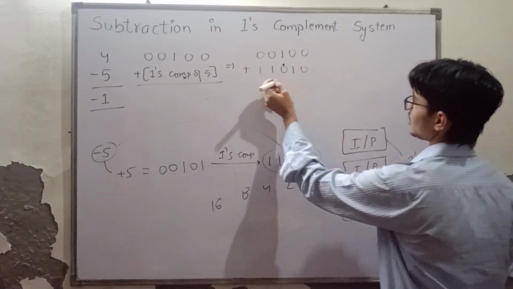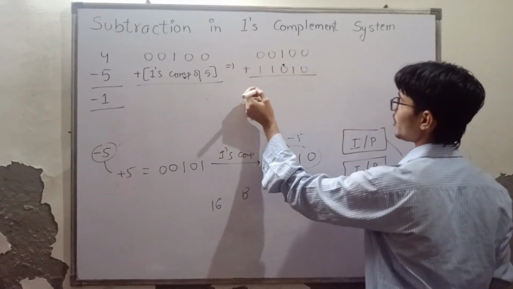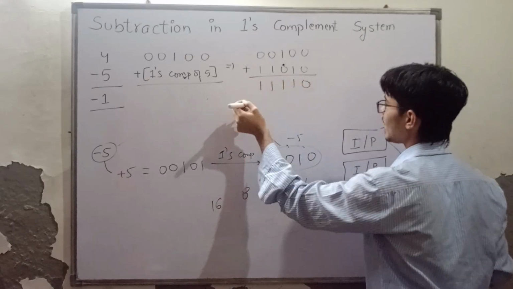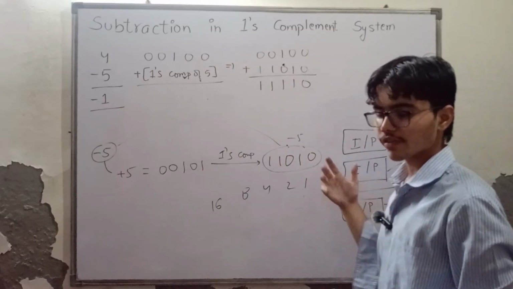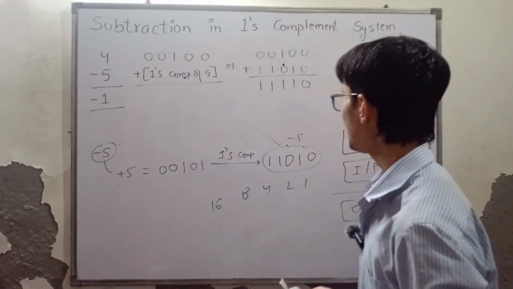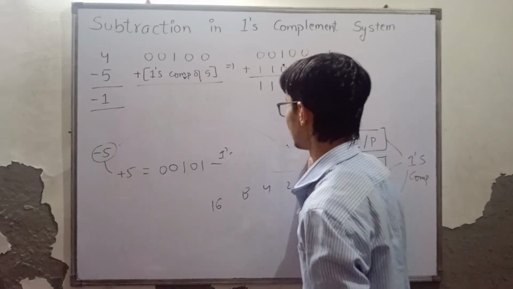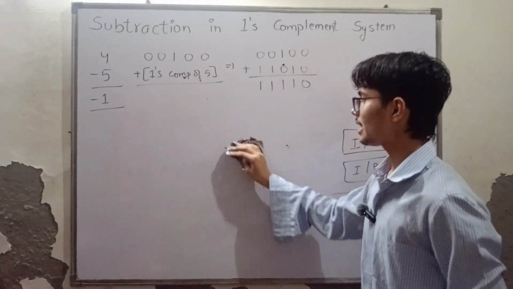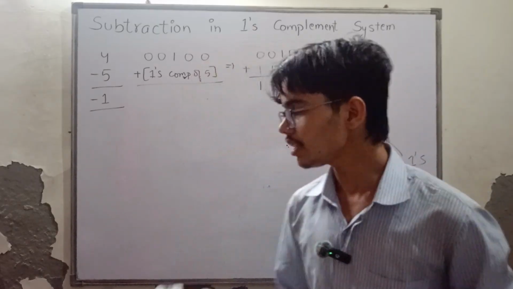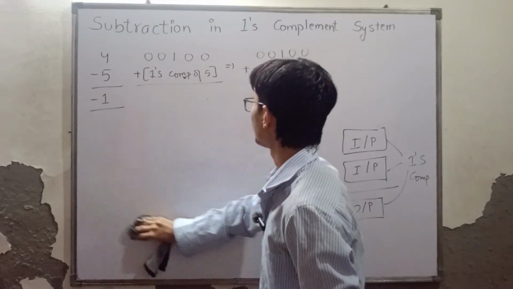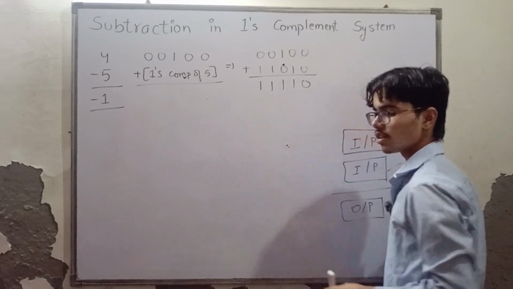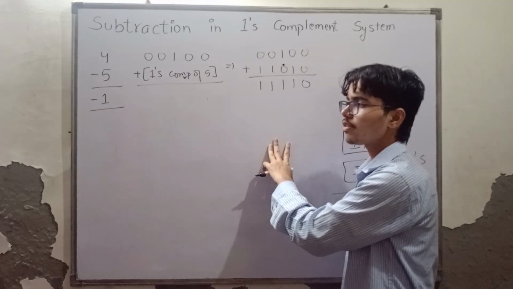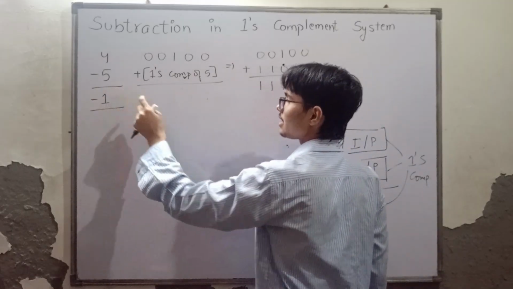Okay, like that. Just simply what we do, add 0, 1, 1, 1, 1. No carry is generated, so no problem. If carry is generated, we add the carry, but if no carry is generated, there is nothing serious. So this number is also in 1's complement form. So what we have to do is convert this number to decimal to check whether our answer is correct or not.